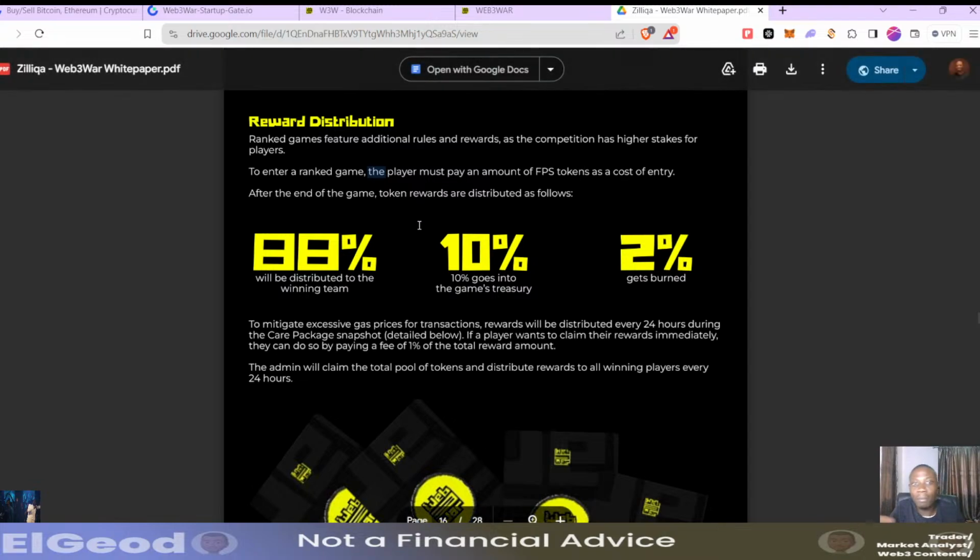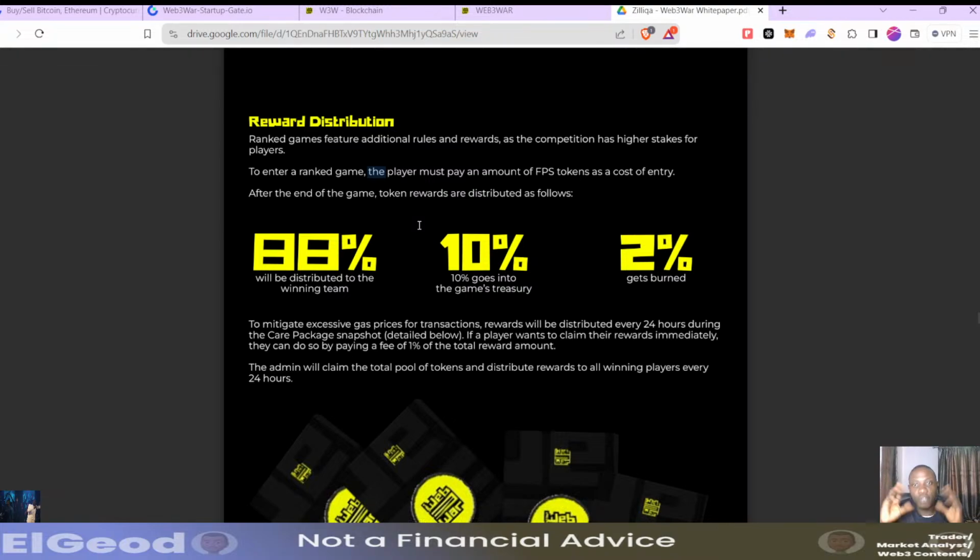So if your team happens to be the winning team, even though you paid FPS to enter the game, you would have an 88% share of the amount collated in the pool. So there's a gaming pool where every gamer has to pay their FPS token to have access to the game. Once the game is over, the winning team takes 88%. 10% goes to the game's treasury, so 10% becomes W3W's treasury, and 2% is bonded.